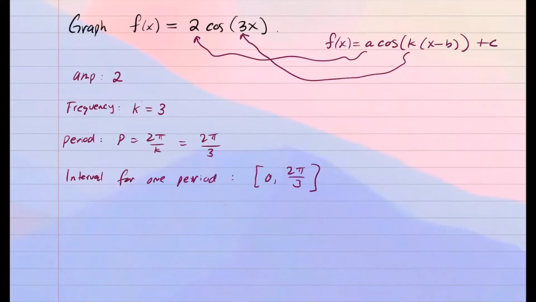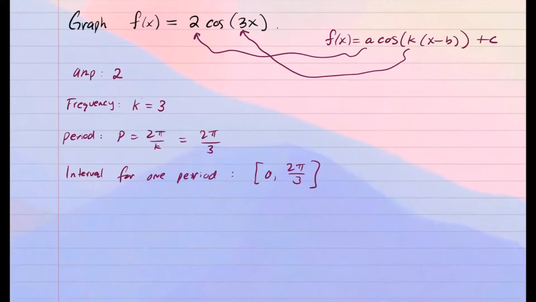So from 0 to 2 pi over 3. Now let's go ahead and subdivide this interval into 4 subintervals. So we know on the x-axis, our axis looks like this. From 0 to 2 pi over 3, we're going to complete one cycle.